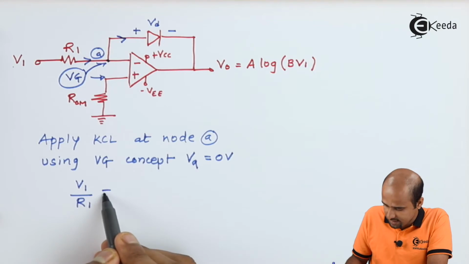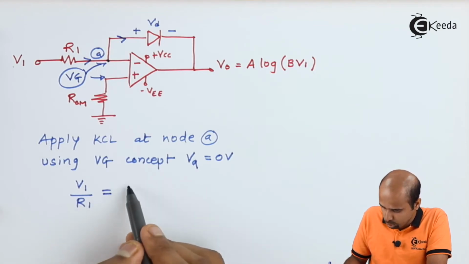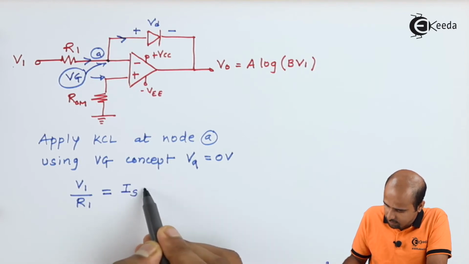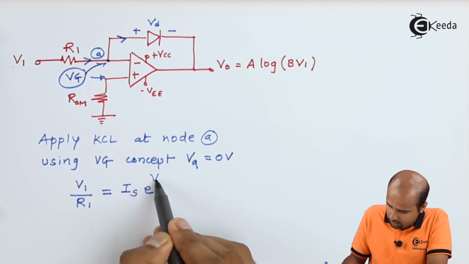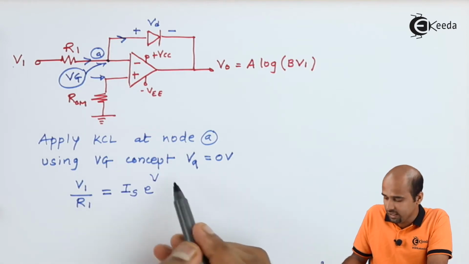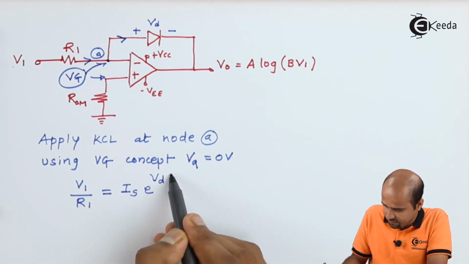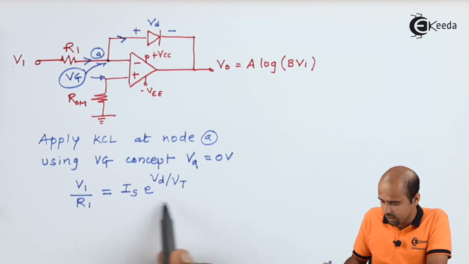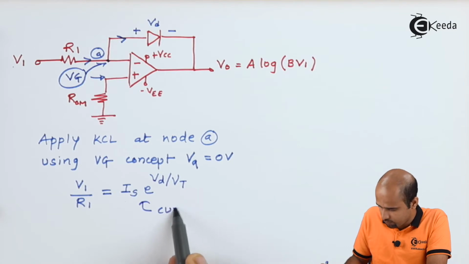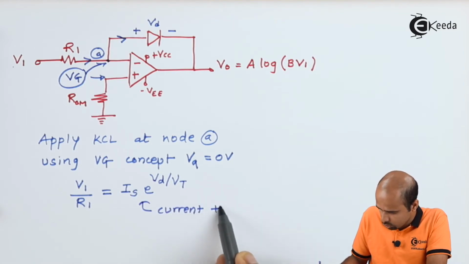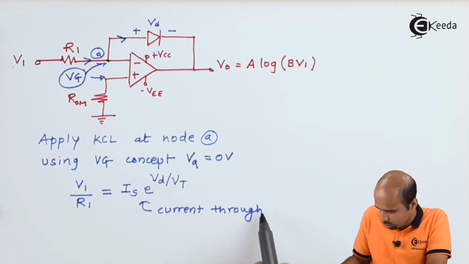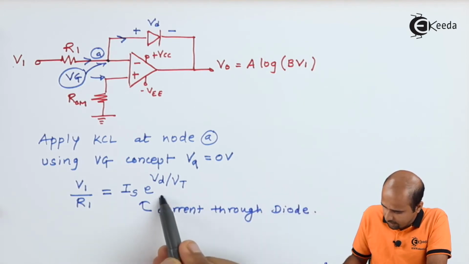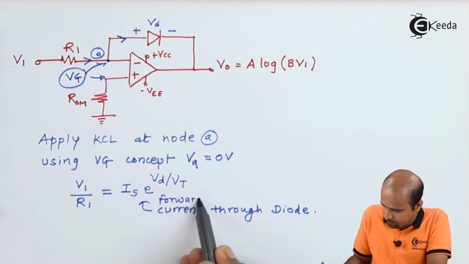We can say the current flowing through this diode is nothing but Is multiplied by e to the power Vd divided by Vt. Now what is Vd? Let's treat this as Vd itself. Understood? This is nothing but the current flowing through the diode. More specifically, we will write this as forward current.